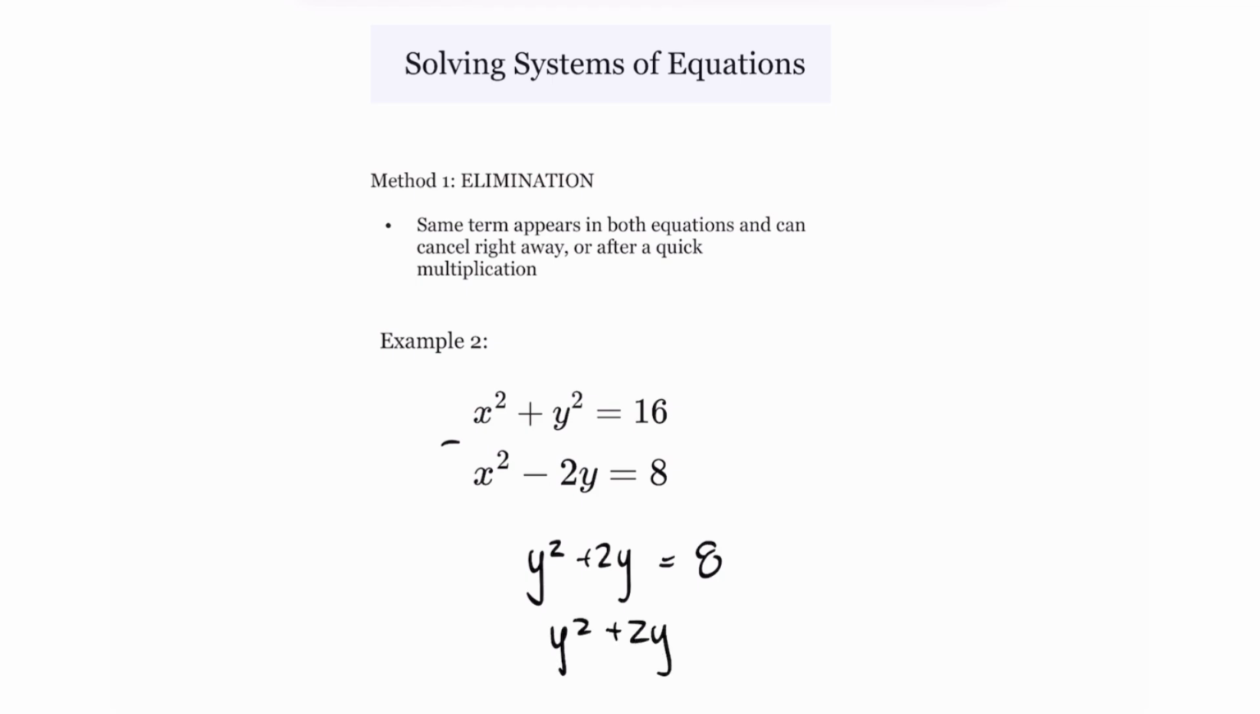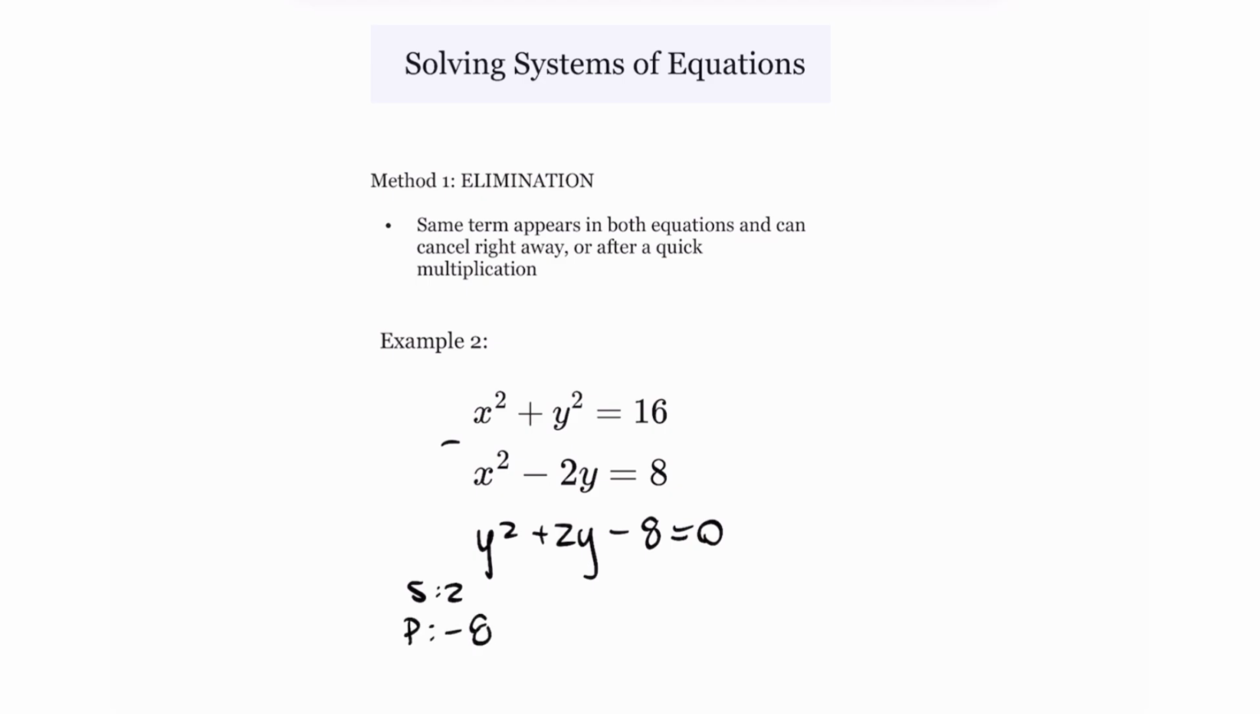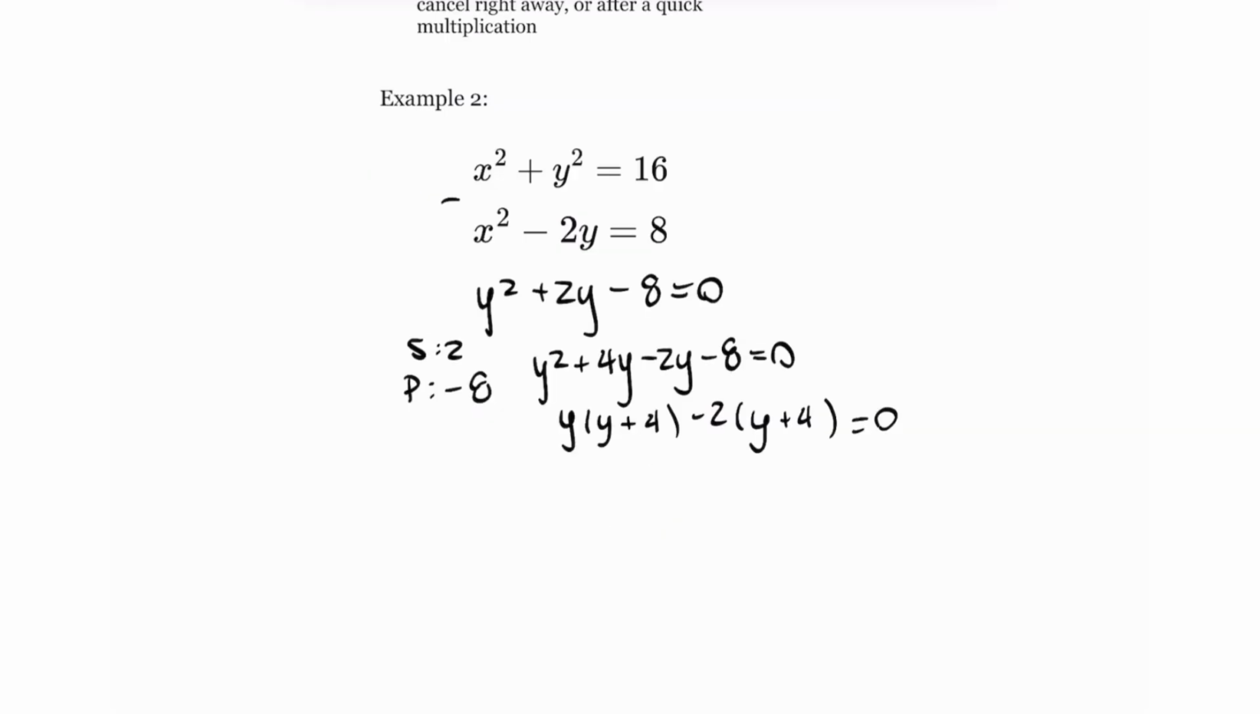So then we bring this 8 to the other side, and notice that here we have a quadratic equation. So here we can solve using the sum product method, which I've gone over in previous videos, so you can find that on my channel. So essentially here we're just performing the factorization. So we obtain y minus 2 times y plus 4, and then essentially this gives us y is equal to 2 and y is equal to negative 4 as values.